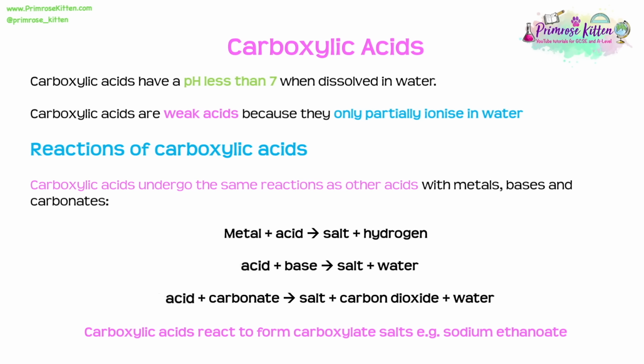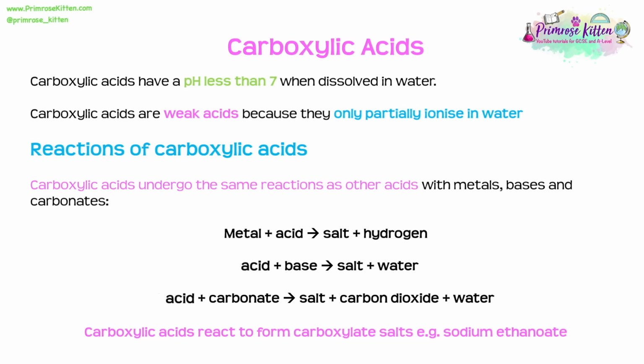Now it's important that we know some of the different reactions of carboxylic acids. Now carboxylic acids, actually, they're acids, aren't they? So they will undergo the same reaction as other acids with metals, bases and carbonates. So if we had a metal reacting with an acid, we'd still make a salt and hydrogen if it was a carboxylic acid. If we had a carboxylic acid reacting with a base, we would still make a salt and water. And if we had a carboxylic acid reacting with a carbonate, we'd still make a salt, carbon dioxide and water.